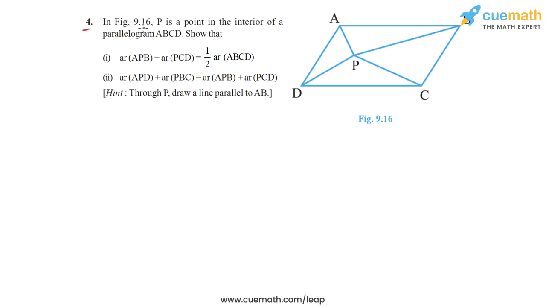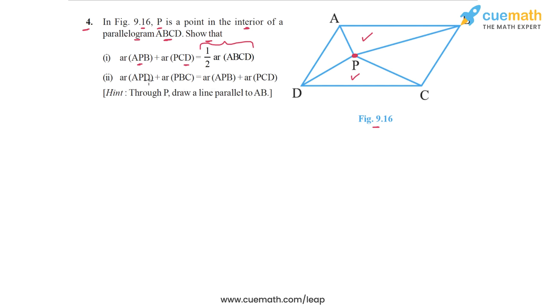Question 4 says that in figure 9.16 that you see here, P is a point in the interior of a parallelogram ABCD. So P is any point inside a parallelogram ABCD. We have to show that area of triangle APB plus PCD, so this area of APB plus area of triangle PCD is equal to half of the area of the parallelogram ABCD. So this is what we have to show in part 1.